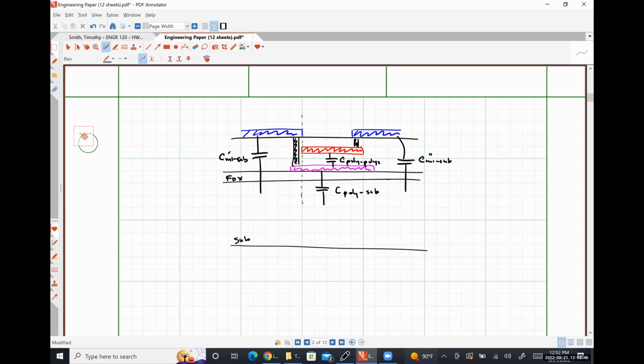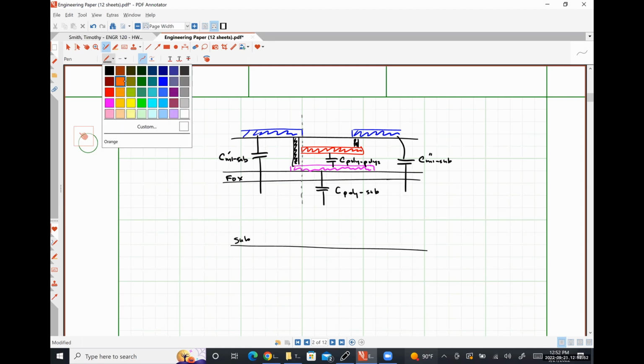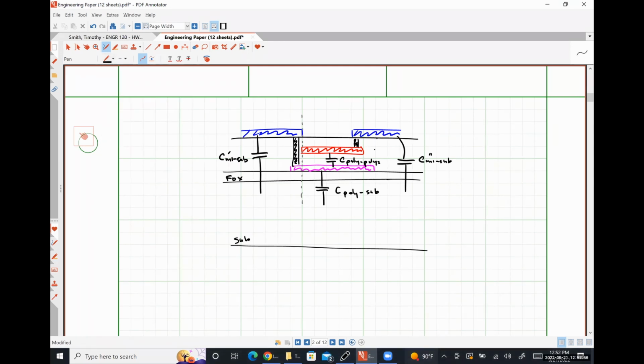Now, that being said, I do see something here that may be what you are indicating. This little guy right here is a capacitance between the metal one layer and the poly layer, which is parasitic, but would actually show up in parallel with the design capacitance. Right. So I neglected that.